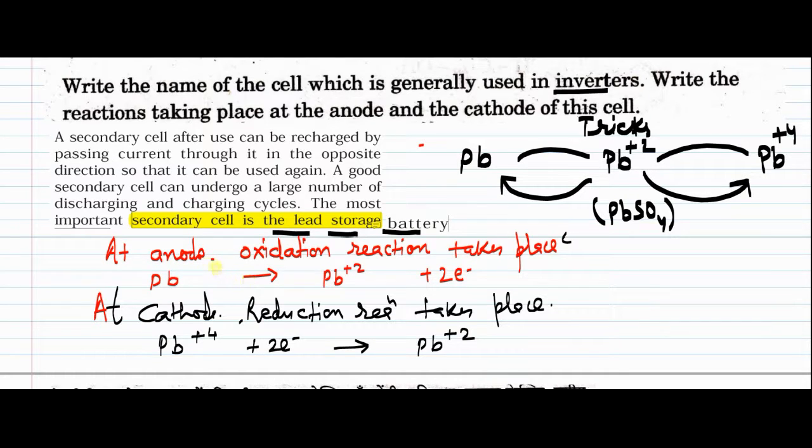At anode, oxidation reaction takes place. So Pb to Pb+2, it means oxidation reaction. At cathode, reduction reaction takes place. Pb+4, also known as litharge, PbO2. So Pb+4 plus 2 electrons gives Pb+2.